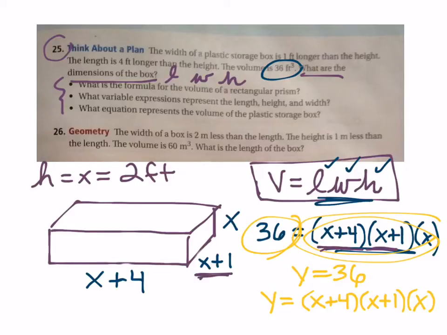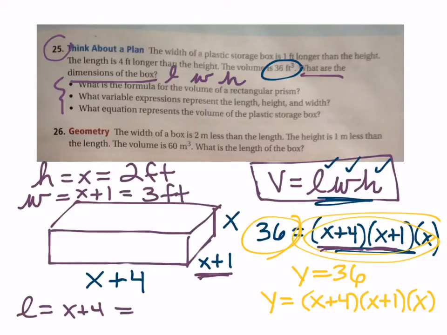Then x plus 1, that's the width. So the width is 3 feet. And then the length, that's this x plus 4. So that would be 2 plus 4, and that would be 6 feet. So if they asked for the dimensions of the box, here are your answers: 2, 3, and 6 feet.